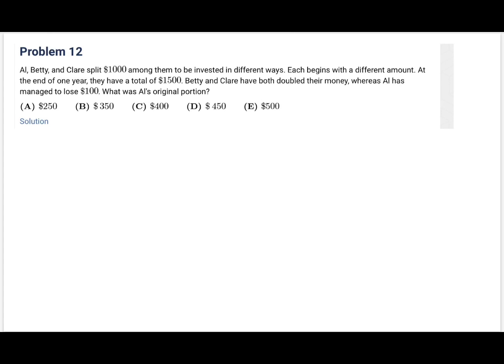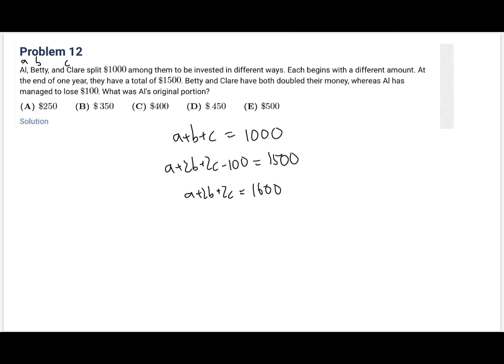Okay. So if it's A, B, C, A plus B plus C equals $1,000. But then A plus 2B plus 2C minus $100, since he lost $100, equals $1,500. So A plus 2B plus 2C equals $1,600. So A plus B plus C equals 1,000 is right here. If we subtract it, B plus C equals 600.